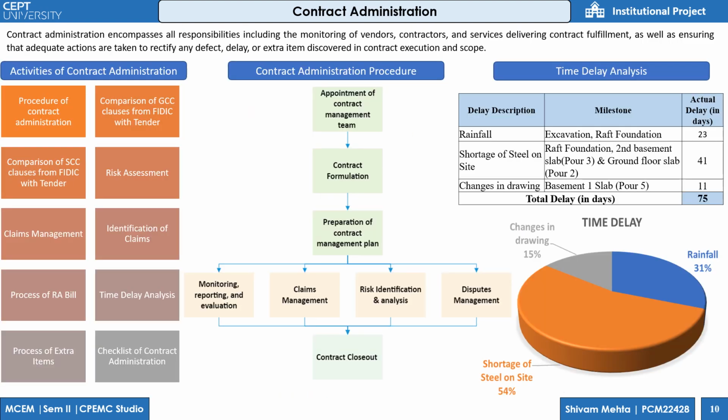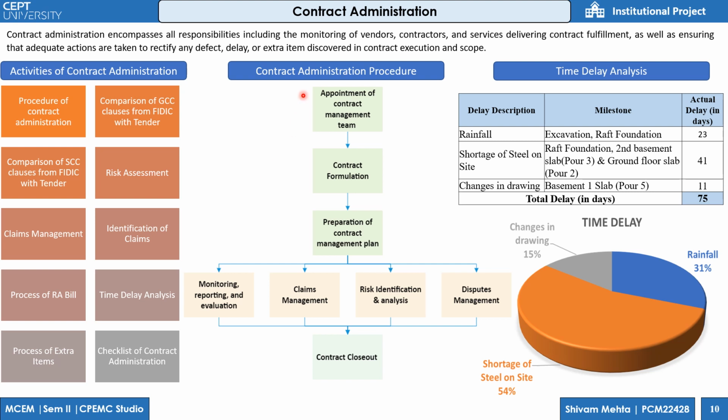Now we'll see contract administration. We'll study activities of contract administration, procedure, and time delay analysis. The activities of contract administration follow: procurement of contract administration, then comparison of GCC's and SCC's clauses from FIDIC with the tender, then risk assessment, clause management, identification of claims, then process of RA bill, time delay analysis, process of extra item, and checklist of contract administration.